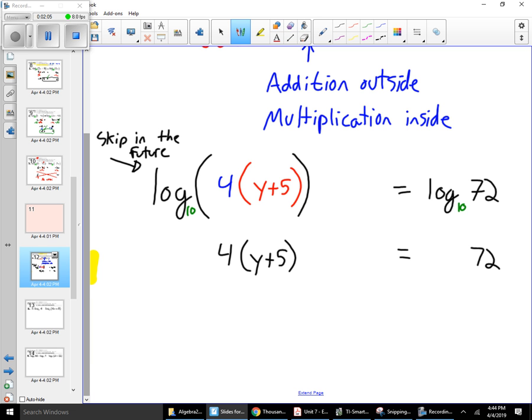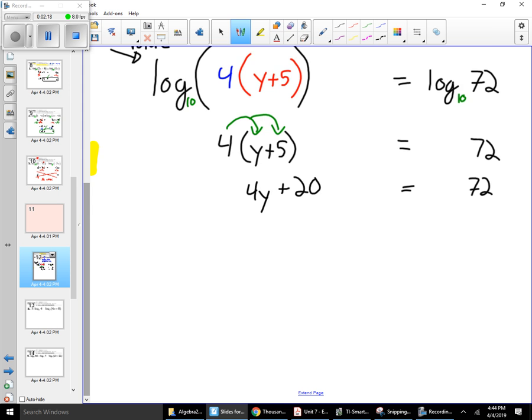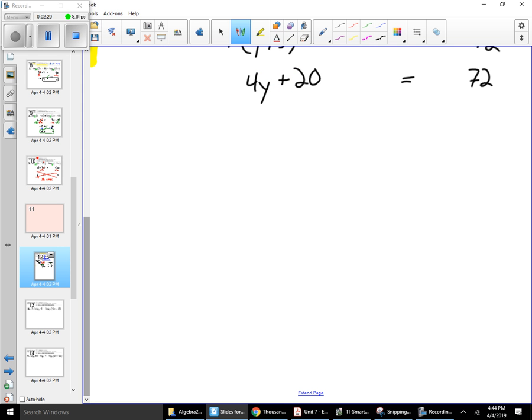So notice on the left we have a distributive property. No big deal. 4 times y is 4y. 4 times 5 is 20. On the right, nothing interesting happens. This becomes a 2-step equation. To get rid of the plus 20, we can subtract 20. Goodbye.